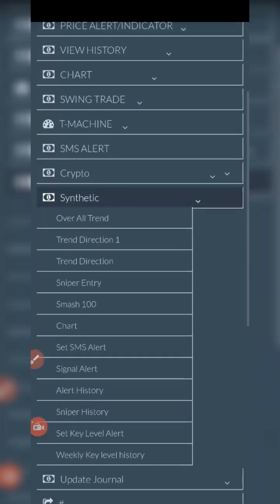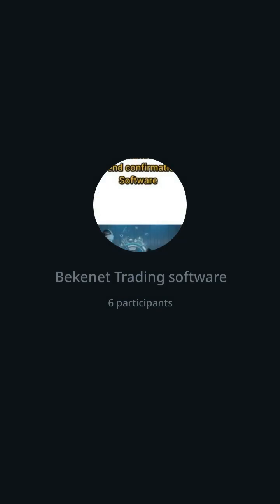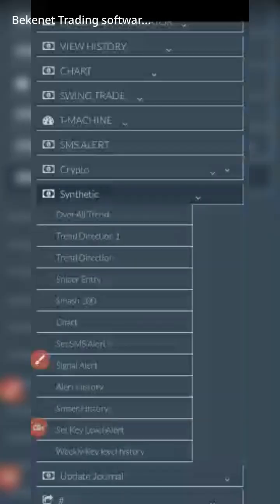What we only have in synthetic is overall trend direction, daily trend direction, sniper entry, and smash on. So this is the only thing that is available for synthetic. That one is only for forex. Okay, sir.